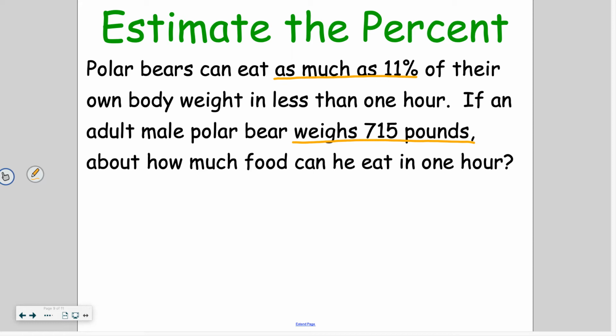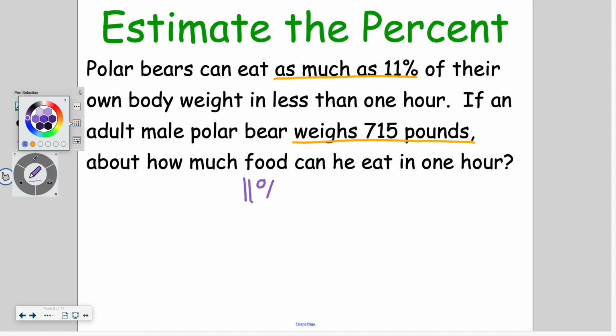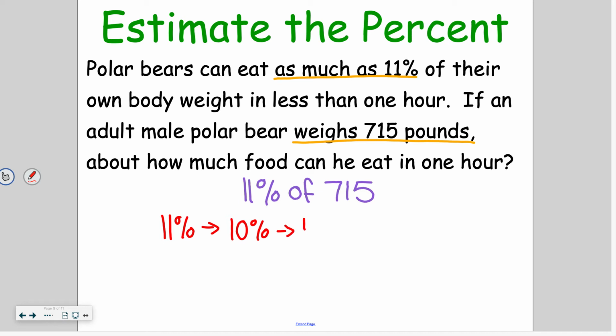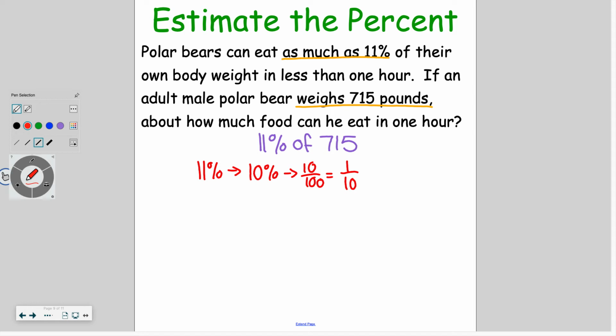So the problem we would be trying to solve is 11% of 715. So we're going to need to round here. Our percent, which is 11%, is going to round down to 10%, which is going to be 10 out of 100, which reduces to 1 out of 10. We're then going to need to change our 715 into something that can be divided by 10.